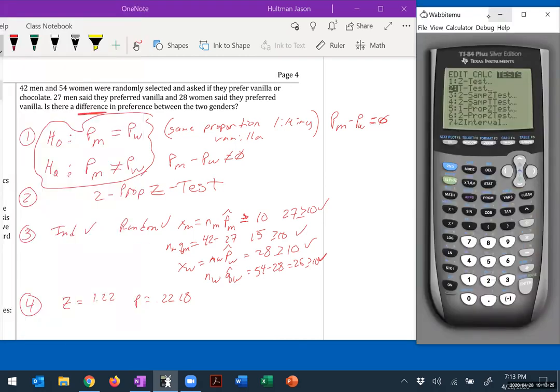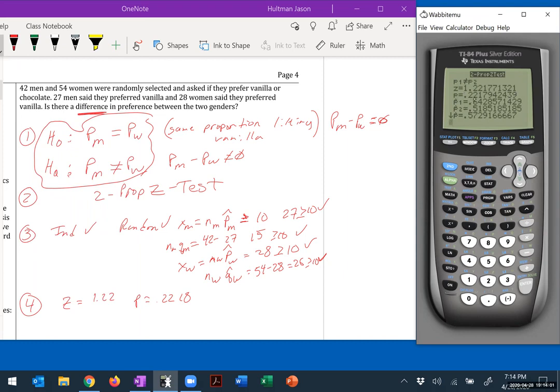Going to test my hypothesis test. Now we're going to go to 6, and it says, how many successes in my first group? How many men like this? It was 27 out of 42. How many successes in my second group? That was 28 out of 54. And I want not equals, P1 is not equal to P2. And I want to calculate this. And it gives me the exact same z score and p-value.